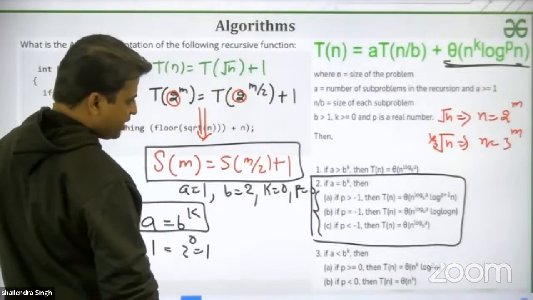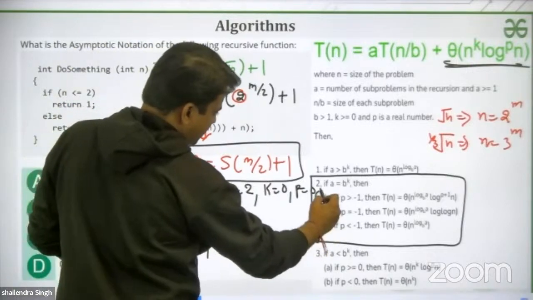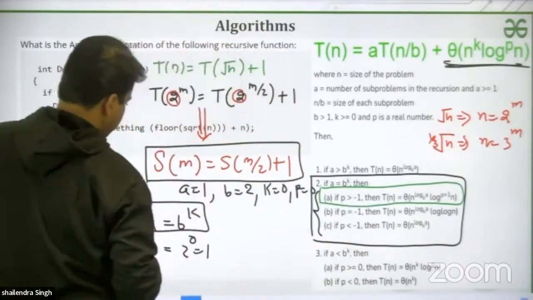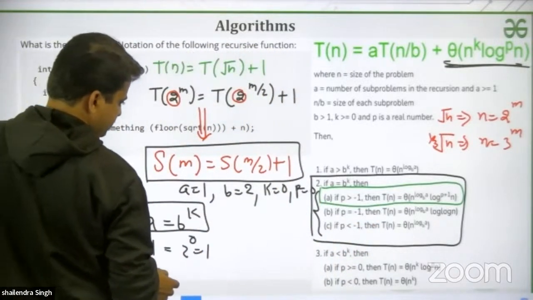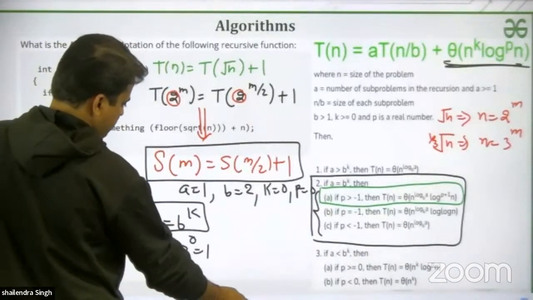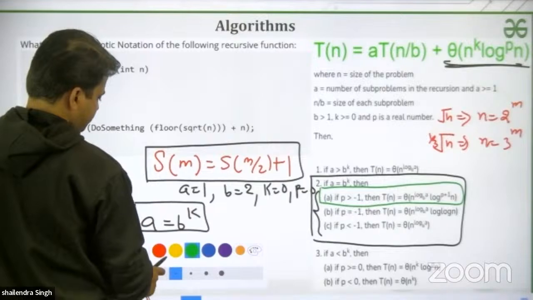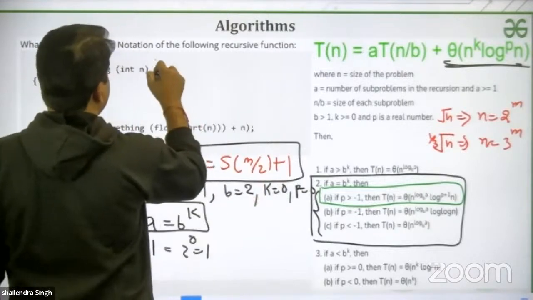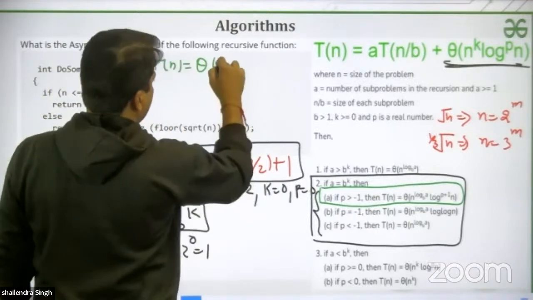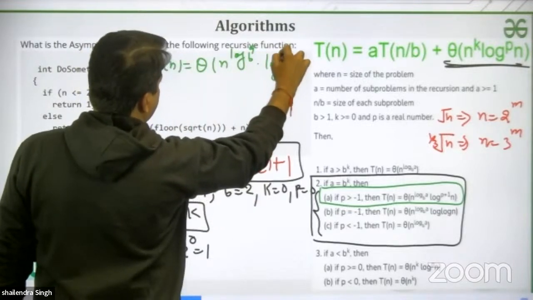So p greater than -1. Then the answer is this. So here p is what? P is 0. P greater than -1. So the a part of case 2 is true. See the a part, what is it? The a part is written like this: T of n equals to theta of n to the power log of a base b into log n to the power p plus 1.